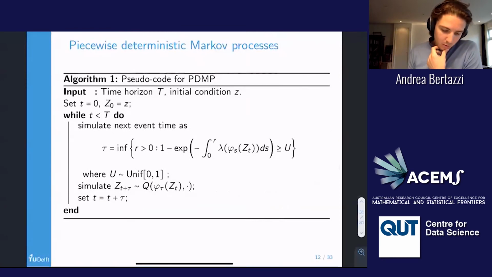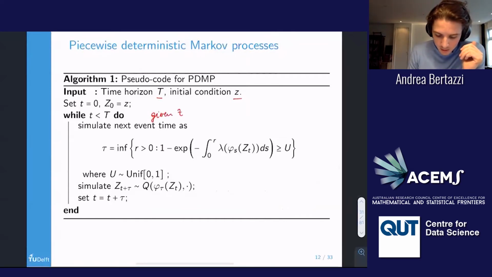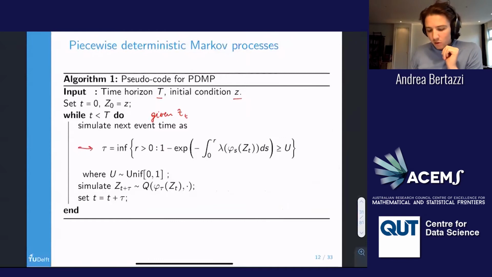If you want to think about it computationally, what's happening is that we fix a time horizon t and an initial condition Z, and then we run until we reach the time horizon we have set. Time horizon is just the continuous time analog of a number of iterations, if you think of a Markov chain. Here we're given Z at time t. First we compute the next event time, and this tau has the distribution that I showed earlier. If you solve this infimum, you will obtain a random variable that has the correct distribution, because here we have a uniform random variable. That's the source of randomness in this expression.